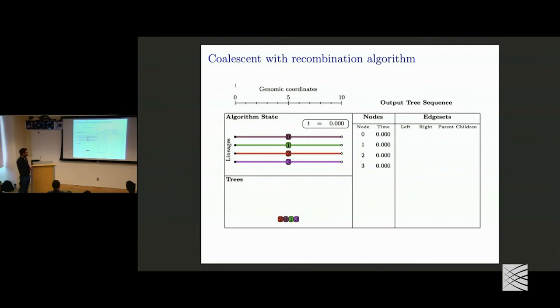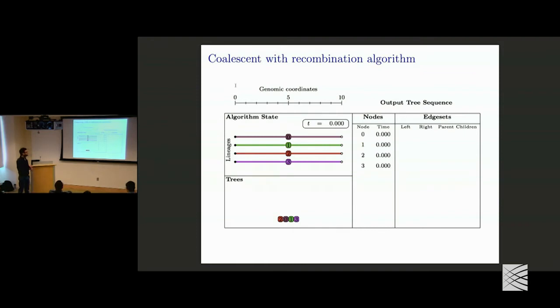So the top panel here shows the current algorithm state. This is all the stuff that the algorithm needs to know about. The goal of a coalescent simulation is to generate trees for every location in the genome. So we show the trees as they're being generated in this box down here. So we're at the present time, this is time 0, and all we know is that we have 4 leaves in our tree. So these are shown here.